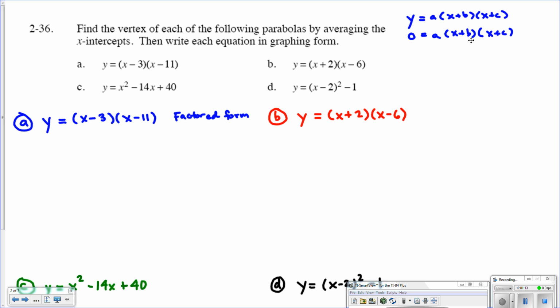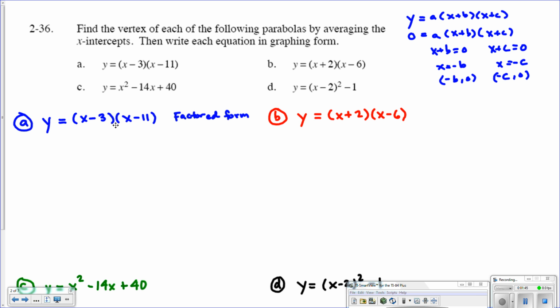By using the zero product property, we could set each factor equal to 0. x plus b equals 0, and x plus c would equal 0. a would equal 0 if it was important, but it's just a stretch factor in this case. We subtract our b, and we get x equals negative b. We subtract our c, and we get x equals negative c, so that our points then would be negative b comma 0 and negative c comma 0. That's the coordinates of our x-intercepts.